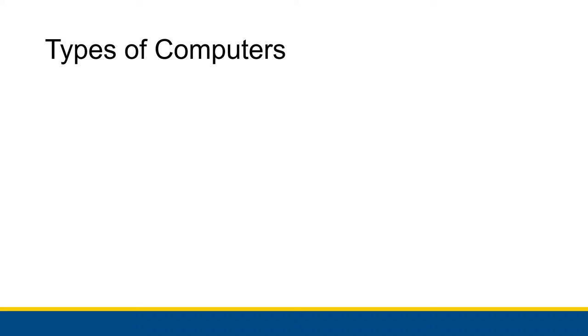Also, by the way, I want to point out that there's a lot of incorrect information in the book when it comes to some of these definitions. I've tried to give you the definitions as best as I can here, but I personally don't think that the book is giving you good information when it comes to the types of computers here. The first type we'll talk about is the personal computer.